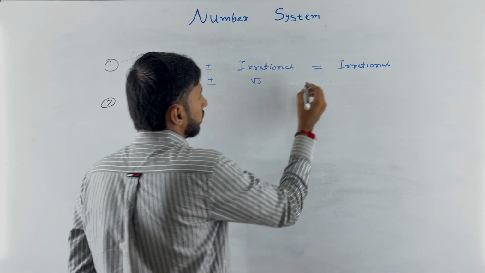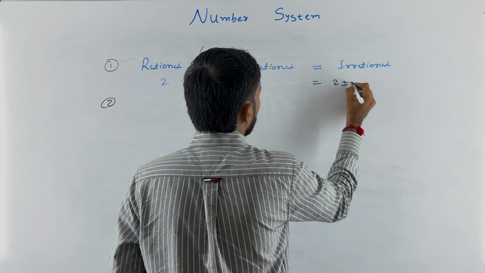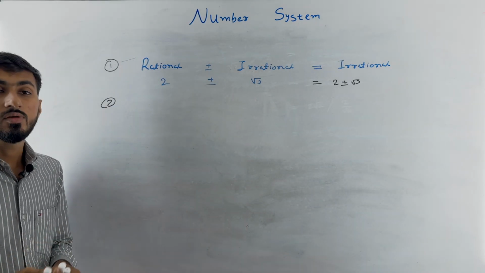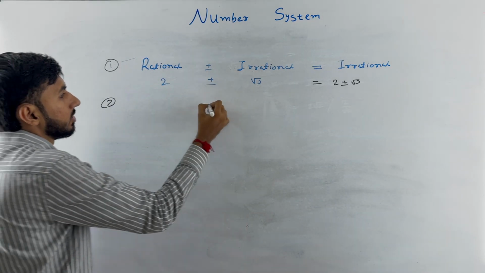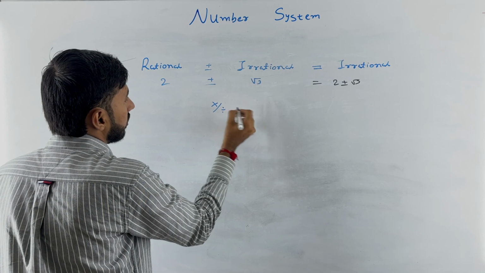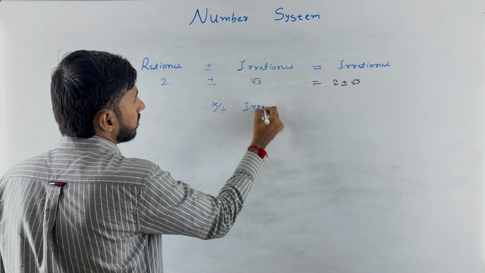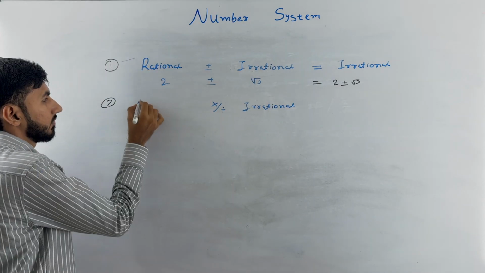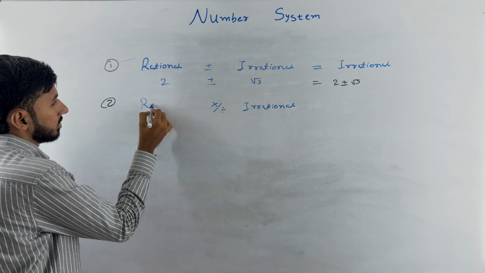Now the second case. We already talked about addition and subtraction. Now it is time to talk about multiplication and division. What if I multiply or divide one rational number with an irrational number, right? But here we have one condition.